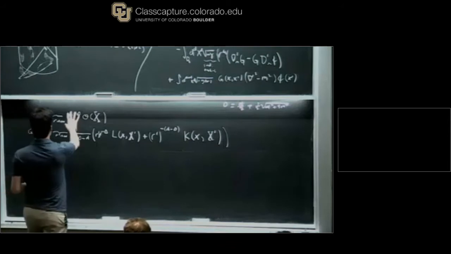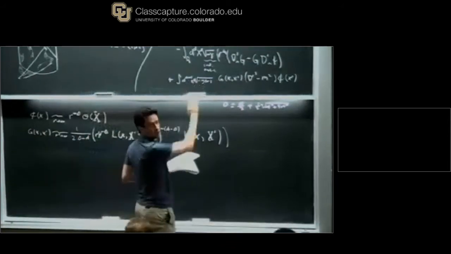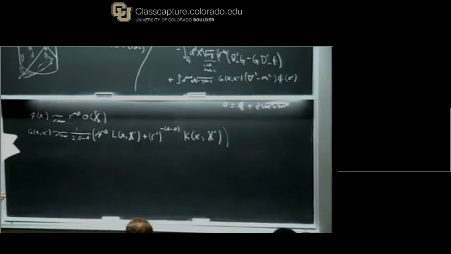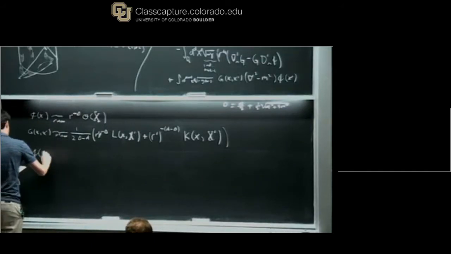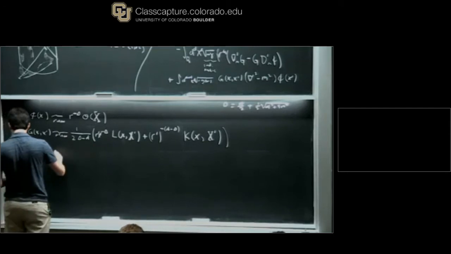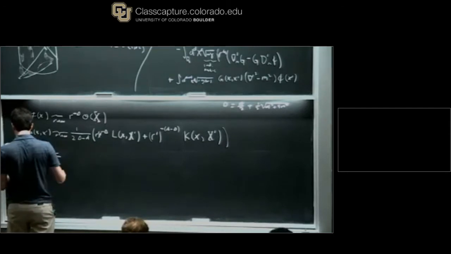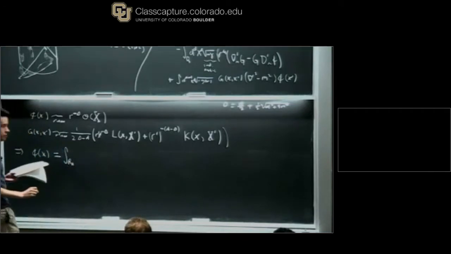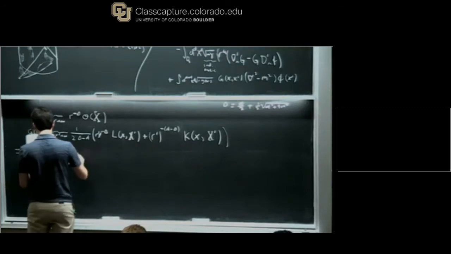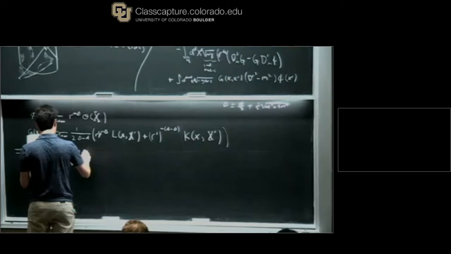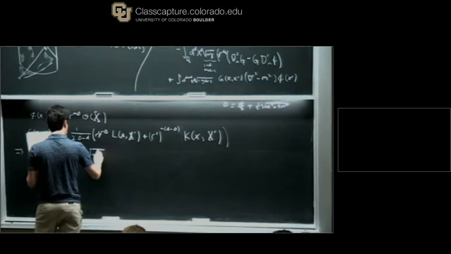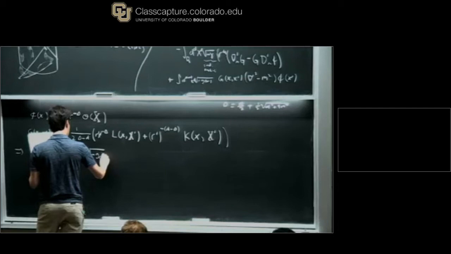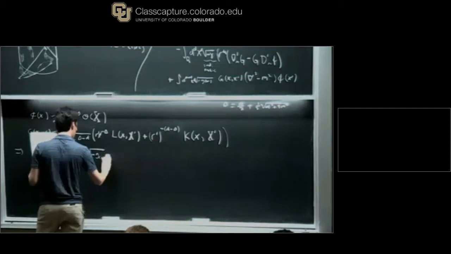Okay. So now we can substitute these asymptotic forms into this equation and simplify the boundary terms. What we find is that phi of little x is equal to the integral over R_x, this boundary region, which is space-like separated, d^d x prime, and now we get what I'll call G_CFT of x prime. So this is big X prime.